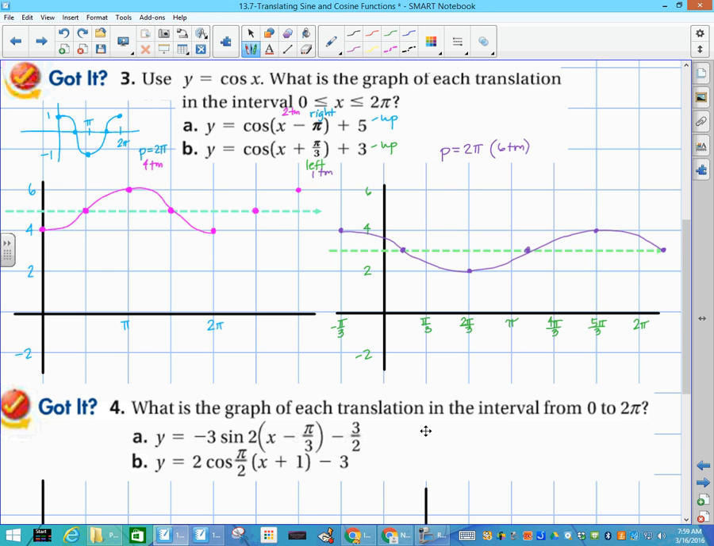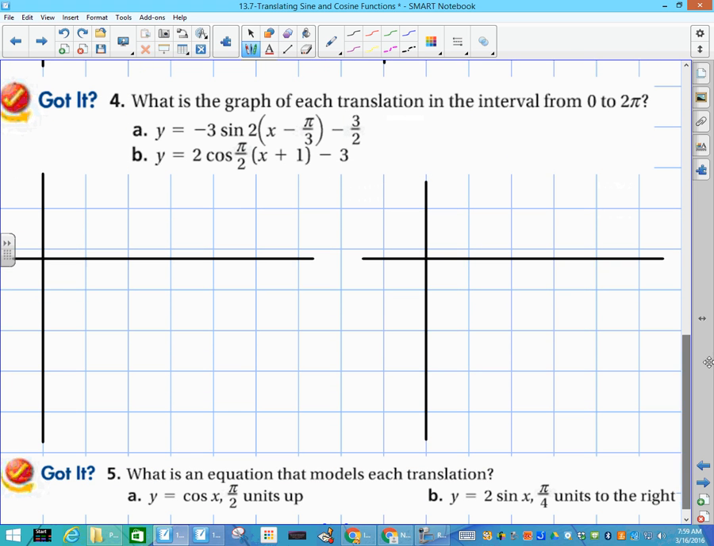So that was our translating our cosine graph. Now, the next two problems, you're going to be so excited. We get to put all 4 changes on the same graph. Okay? So it can be a little bit challenging, but if we do the same kind of steps that we've been doing, it's going to be fine. So let's look at, first off, y equals -3 times the sine of x minus pi over 3 minus 3/2.